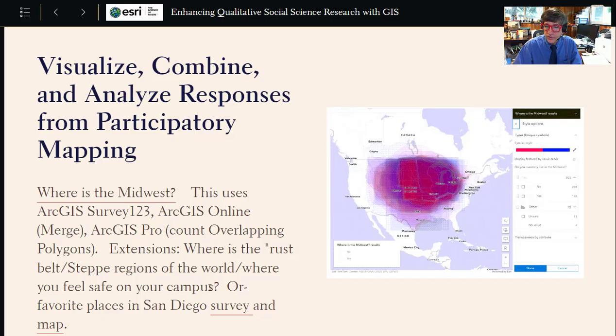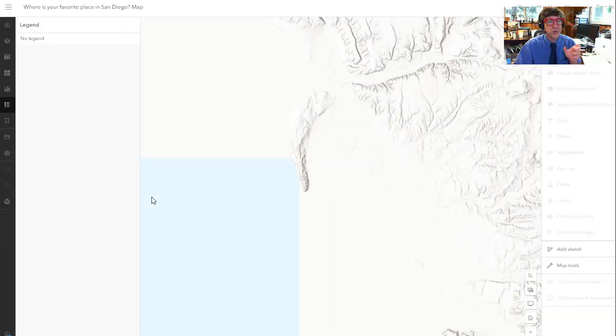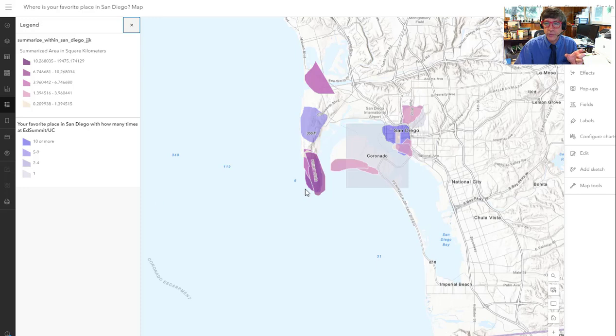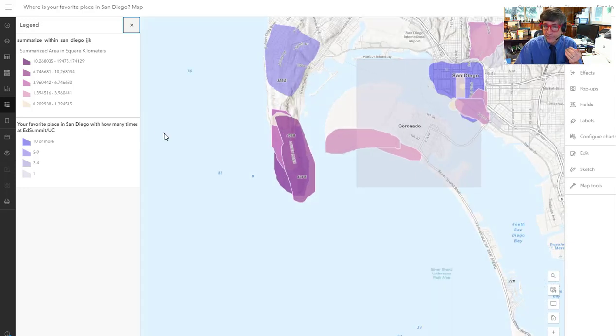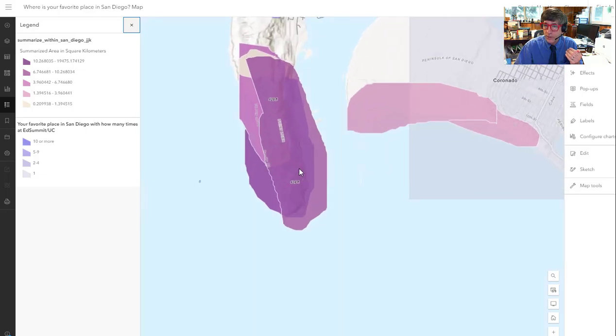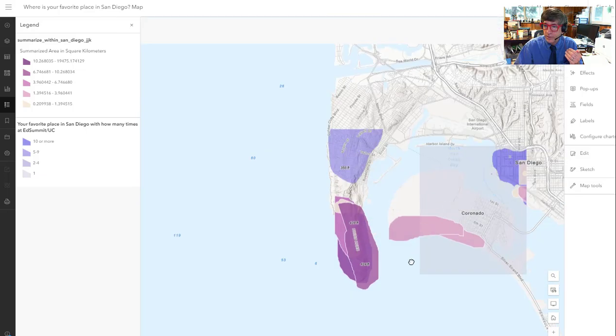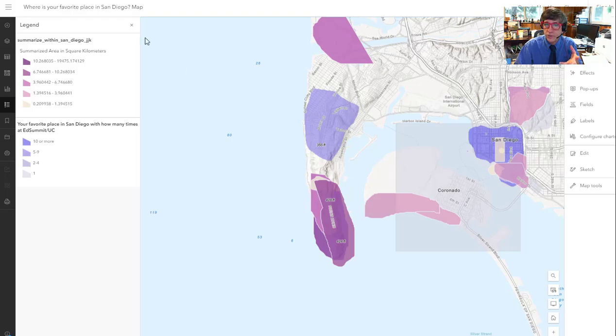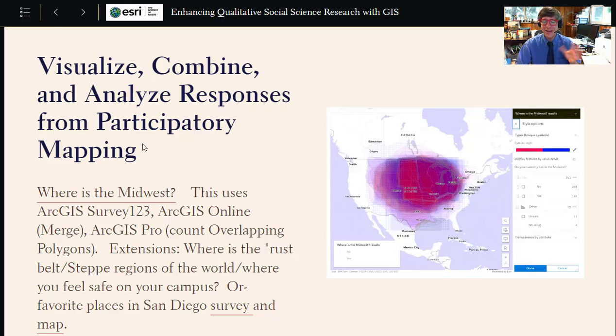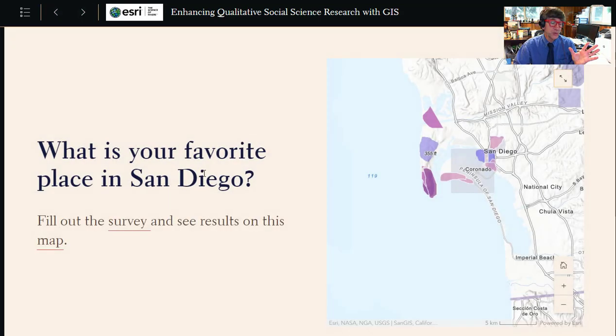And then the results go into this map. Again, these tools they work together. So the results of your survey could go in. So I've done this summarized area in square kilometers. So this one, Point Loma, actually got the most results in terms of your favorite place. Most of the polygons overlapped right there. So you see what I mean? Easily done, but powerful. And those are just 2 examples.